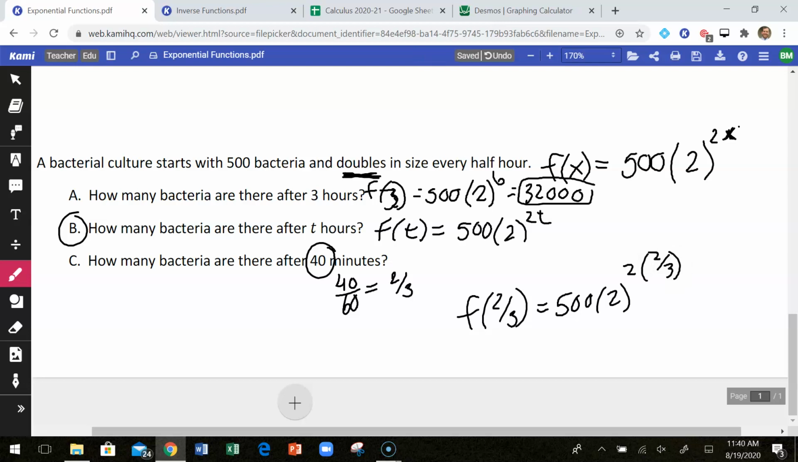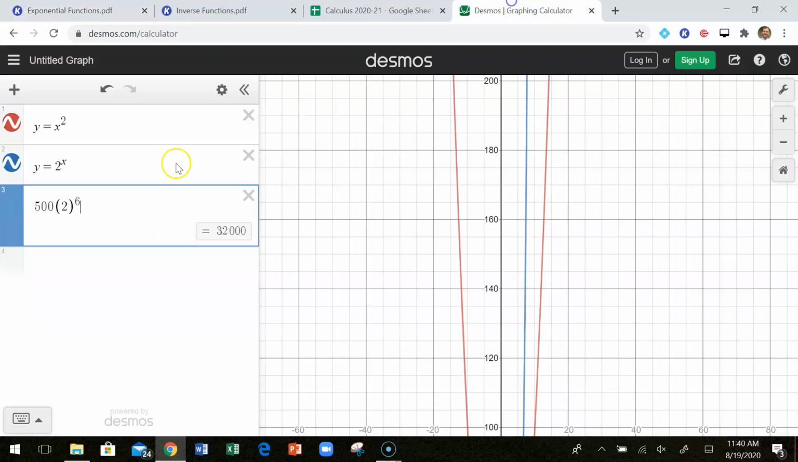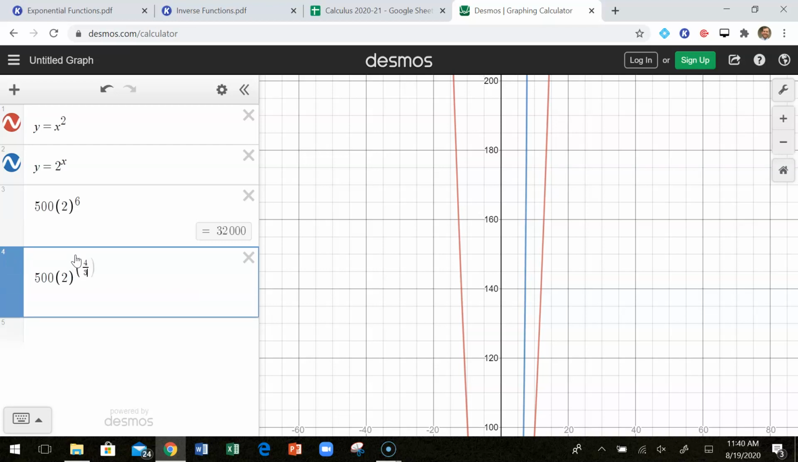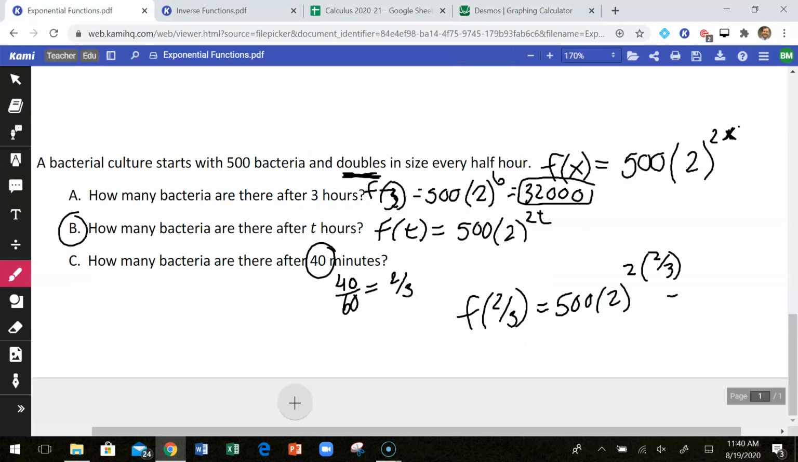Okay, and then again I'm going to go in and do that here. So 500 times 2 raised to the 2 times 2/3. 2 times 2/3 is 4/3 power, so I'm going to put in 4/3 here. After 40 minutes, I have right around 1,260 bacteria.